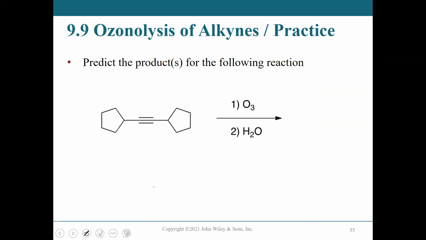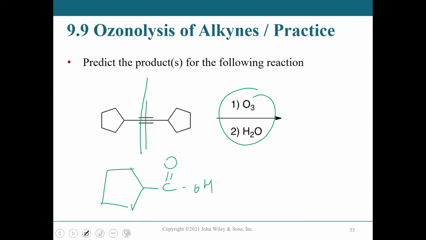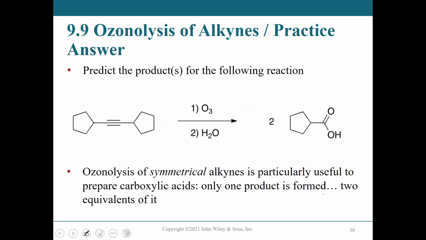For example, predict the product for the following reaction. In this particular case, I have a symmetrical alkyne, right? This half is the same as the other half, left and right are the same. So if I do ozonolysis in water, I cleave here. So I will have my compound like this. Here, the triple bond used to be here. So on this carbon, I will have a carboxylic acid. What is this carbon? This carbon is right here. And on the other side, I will have the other carboxylic acid. But since these 2 molecules are the same, I have only 1 product, 2 equivalents of cyclopentanoic acid in this case.